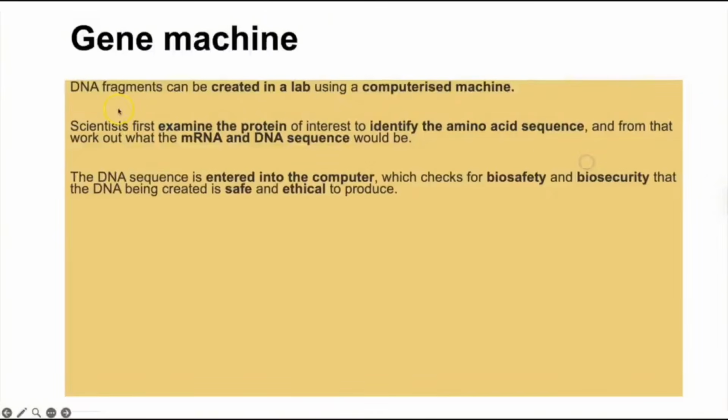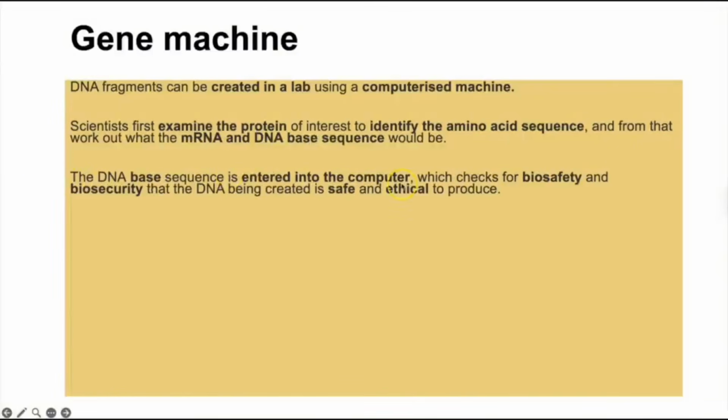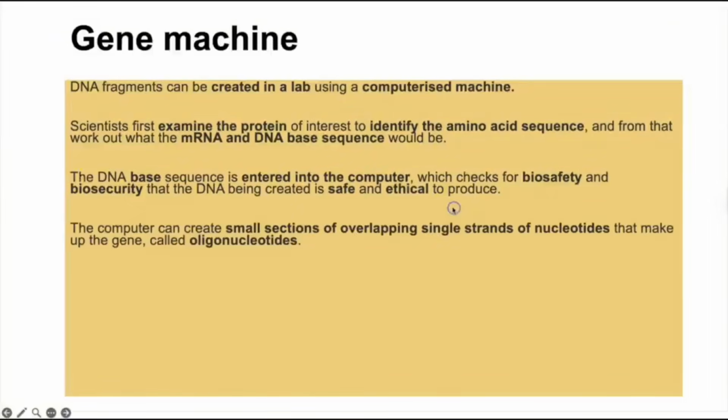A gene machine, this is when the DNA fragments can be created in a lab using a computerized machine. So first of all, the scientists will examine the protein of interest to identify what the amino acid sequence is for that protein. Then they can work backwards and work out what the mRNA sequence is, and therefore what the DNA sequence is. That DNA base sequence is then entered into the computer. Checks are made that you're not trying to make a protein that could potentially cause risk to human health, and other biosecurity checks, and that it's ethical to produce.